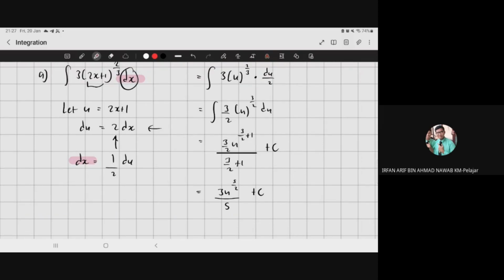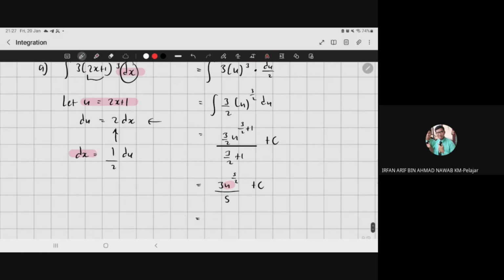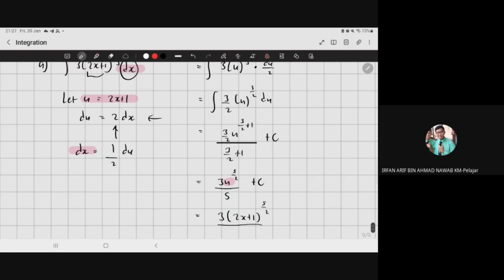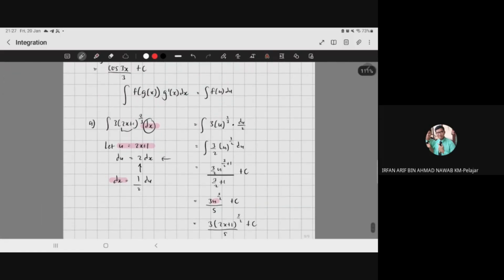You have to see this substitution. So you could just substitute u here. So you get 3 times 2x plus 1 to the power of 5 over 2 over 5 plus c. There you go. All right. Yeah, that is how you do it.